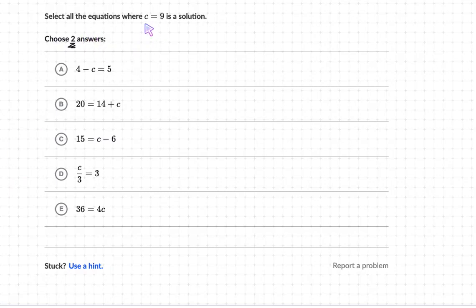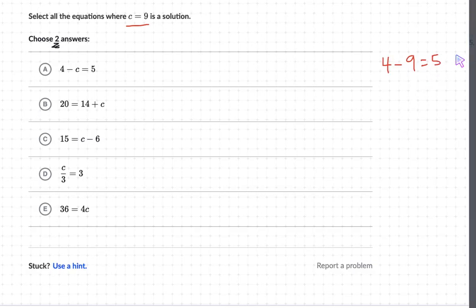Alright, so we want to replace c with 9. So for this one, instead of 4 minus c, it's 4 minus 9 equals 5. Let's see, 4 minus 9 does not equal a positive 5. 9 minus 4 is equal to 5. So 4 minus 9, if you put it in your calculator, is actually equal to negative 5. Does this make a true statement? Is negative 5 equal to 5? No, that's not true. So that doesn't work.